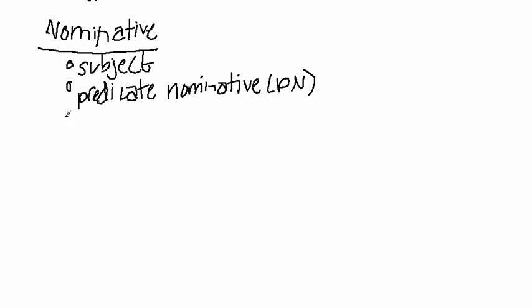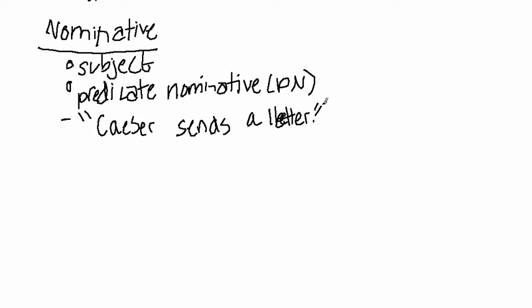And I'll give you an example of each used in a sentence. Subject is always the person or thing doing the verb or performing the action. So I'll give you an example. Caesar sends a letter. In this sentence, Caesar would be the subject because he is the one who is performing the verb. He's the one who is sending the letter.